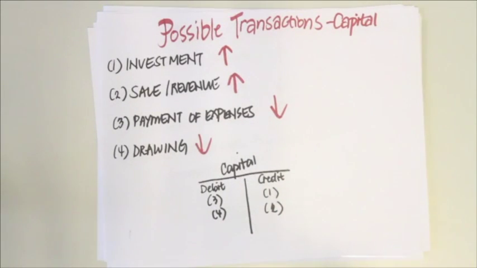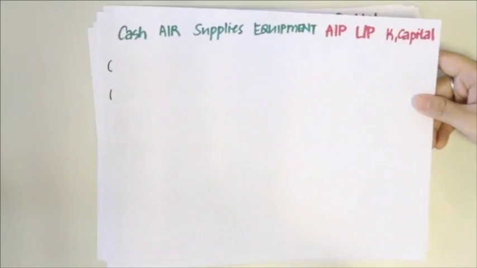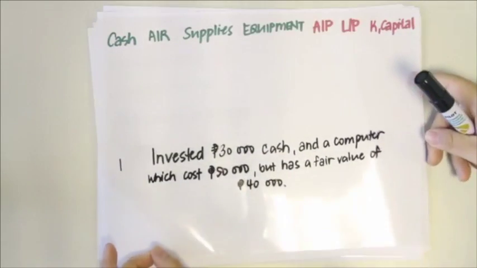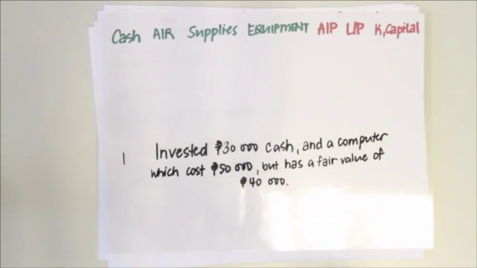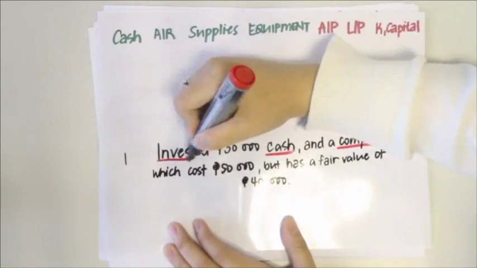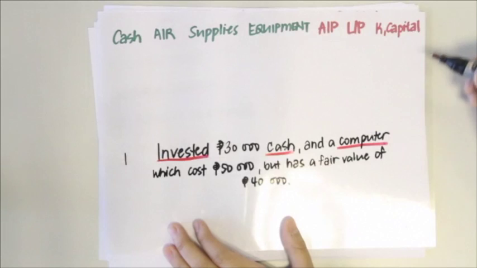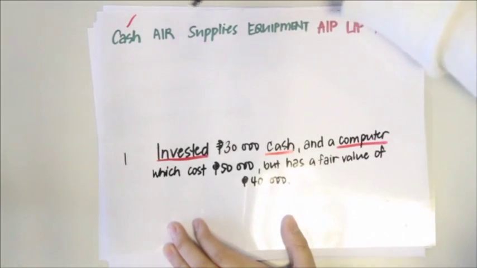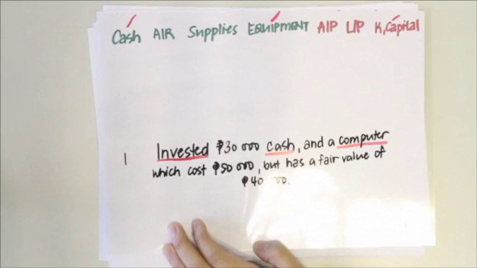So now we're going to analyze business transactions using the expanded accounting equation analysis. For example, you have invested 30,000 cash in a computer which cost 50,000 pesos but has a fair value of 40,000. The accounts affected in this transaction would be cash, computer, and since it's an investment, as I said before, it would cause an increase in your capital. A computer would fall under equipment.